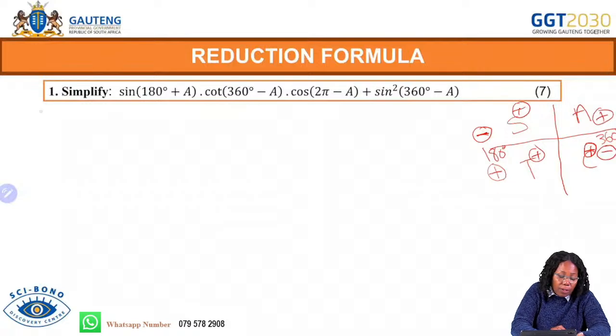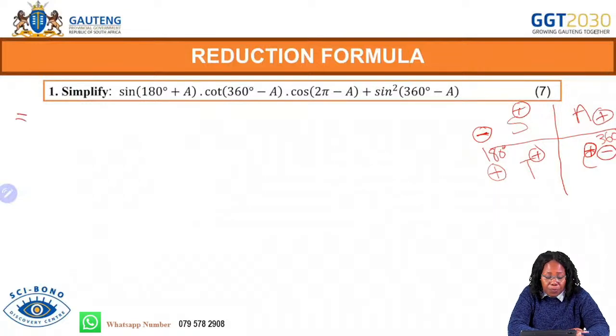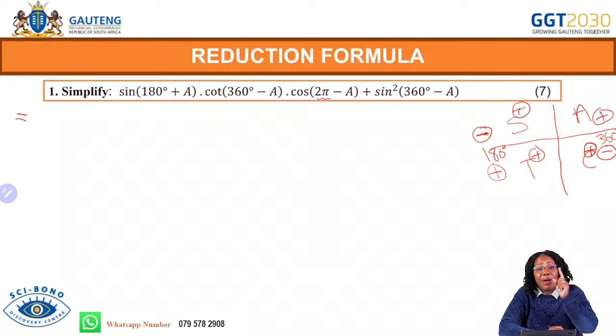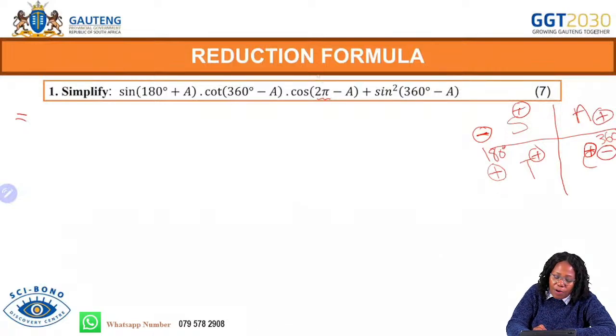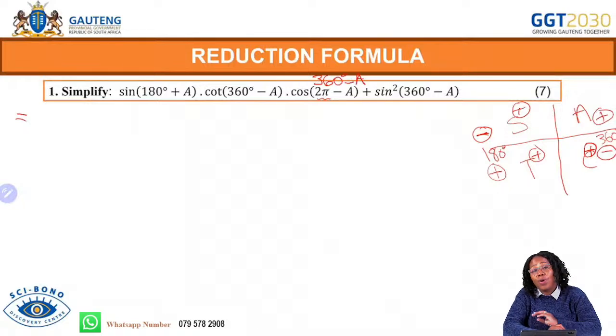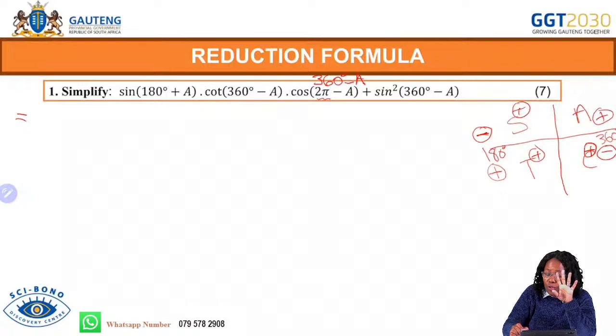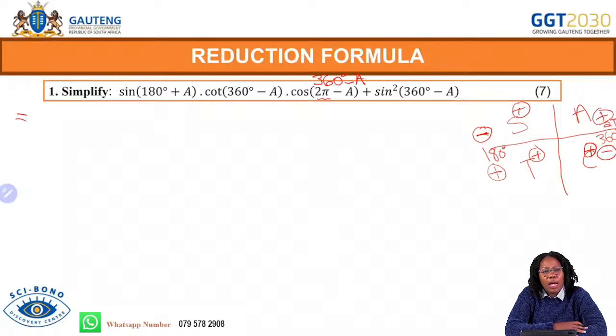Let's see now. We have sine of 180 plus A, times cot of 360 minus A, multiplied by cos of 2 radians. Can you see 2 radians there? Remember, radian is 180. 1 radian is 180. If it's 2 radians, that means it's 180 times 2, which is 360. So that means here, grade 12, basically we are having 360 degrees minus A. So we are talking quadrant number 4. And then now we start reducing.